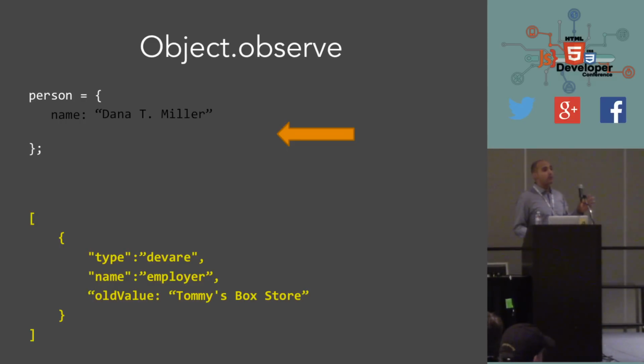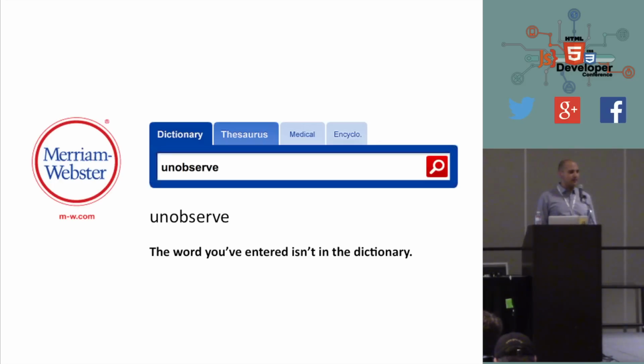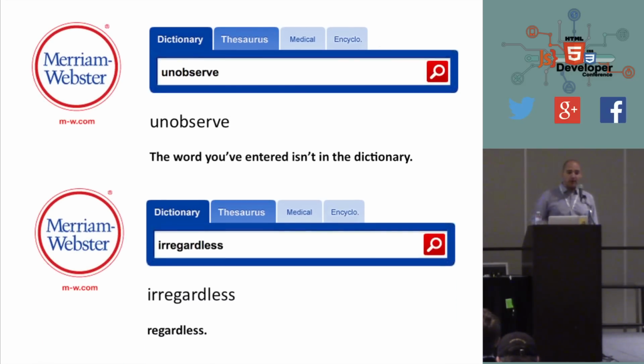Well, first of all, before we move on, if you observe something, you've got to be able to unobserve it, right? So we have observe and unobserve. Now, some of you English majors back there in the back may be thinking to yourself, well, unobserve is not a word, right? Well, irregardless, we're going to use it because English doesn't make sense, and that's what we're going to do.